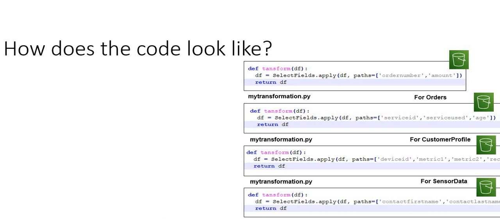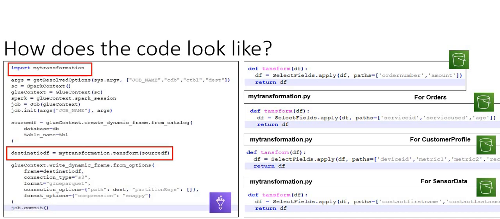So how does my glue job code look? My glue job code looks something like this. First of all, you import my transformation. And now it will start making sense to you. Since I have kept my transformation file name the same, I don't need to change my code. I can simply say import my transformation, which is true for any of this code, right? Because each of the file names is my transform.py.